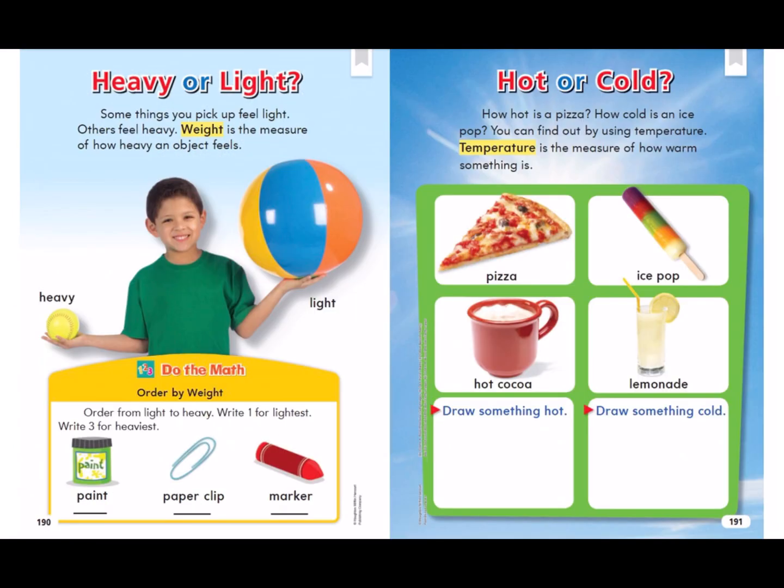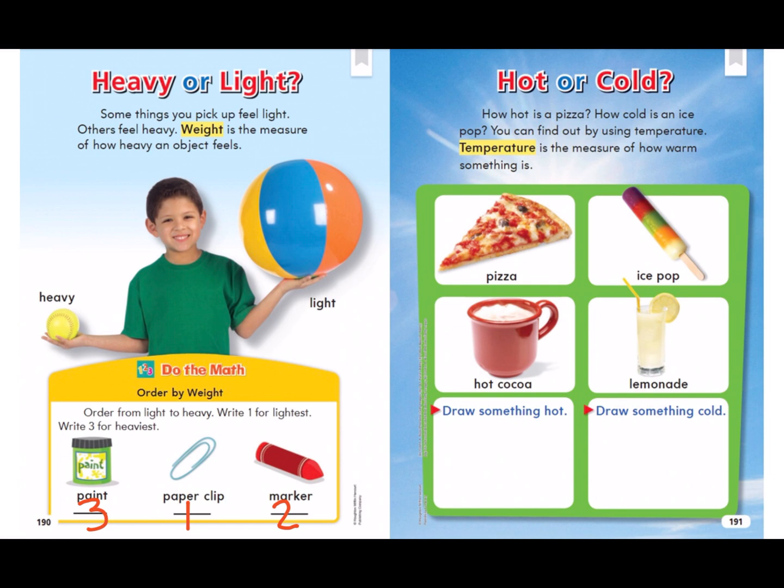Heavy or light. Some things you pick up feel light. Others feel heavy. Weight is the measure of how heavy an object feels. Order these objects from light to heavy. Write 1 for the lightest and 3 for the heaviest. So paint, paperclip, and marker. Which do we think is the lightest? The paperclip. I agree. What do we think is the heaviest? The paint. So that would mean our marker was in between.